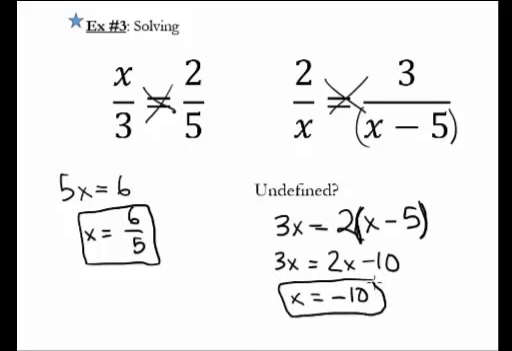And we can actually just check that real quick. If I plug in negative 10 in here, I get 2 over negative 10, right? Which is the same thing as negative 1/5. And if I plug in negative 10 right here, I get 3 over negative 15. Which is the same as negative 1/5. And so this checks out. This value of x does solve the equation.